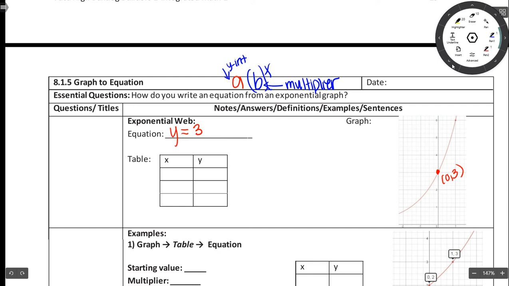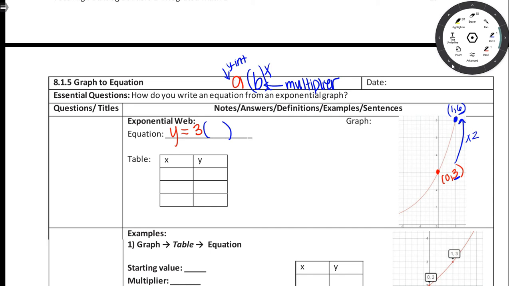Now I'll have to find out what my multiplier is. And how do I do that? Well, let's go ahead and take a look at what is my y when my x is 1. So we have a point right here, and the point is (1, 6). So it went from 3 to 6, and this is an exponential. So that means it multiplied from 3 to 6. What do you have to do? You multiply by 2. We don't add 3. This is an exponential function, so it has nothing to do with adding. It's multiplying each time. So that's why I didn't add.